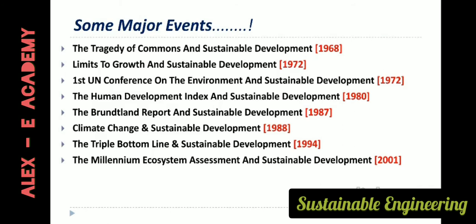So these are some of the happenings and the major events which took place in relation to our sustainable development. From 1968, 72, 80, 87, 88, 94, as the 19th century progressed, different sorts of events and conferences began taking place, and each of these will be briefly discussed in the class, and what this event was or what the theme was. So all these things together improved the relevance of sustainability.